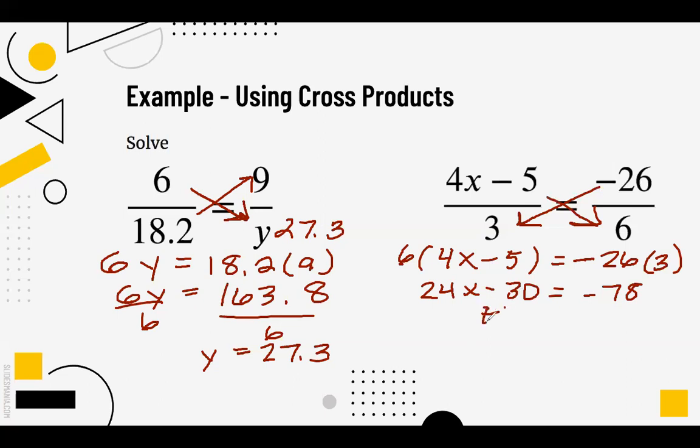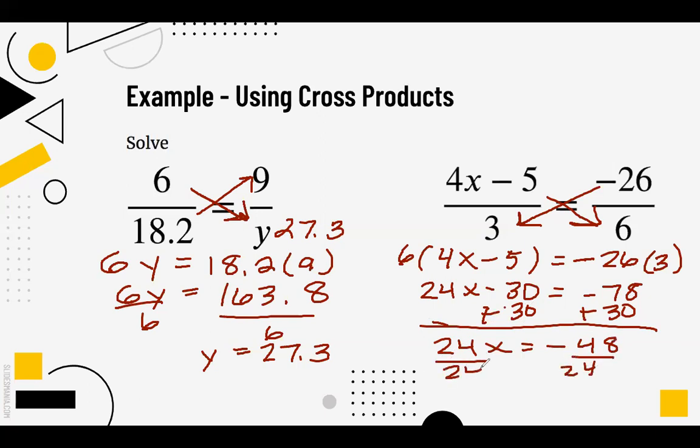We're going to add 30 to both sides. So 24x is equal to negative 48. Divide both by 24, so x is negative 2. So if I were to put x up here, that's going to give me negative 8 minus 5, which is negative 13. So negative 13 over 3 is equal to negative 26 over 6.